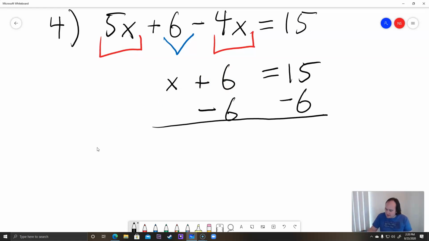Alright, so on the left side we'll just have x, and then on the right side we get 15 minus 6 is 9. Okay, so we get x equals 9. Alright, and that's actually the whole problem, so that one wasn't actually that bad.